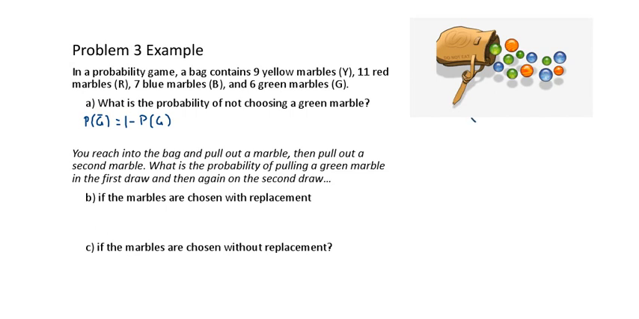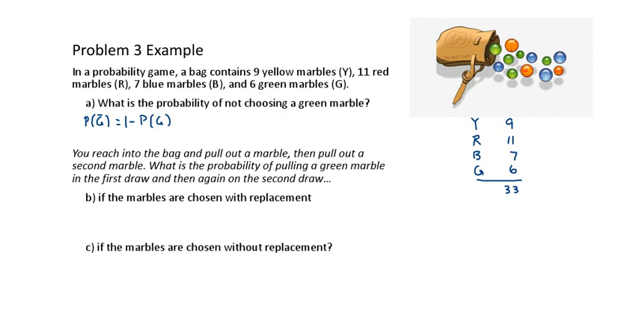We have yellow, 9 of those kinds of marbles. We have red, we see 11 red marbles. We have blue marbles, there are 7 of those. And there are green marbles, and we have 6 of those. Well, if we add this up, we find that we have a total of 33 marbles altogether.